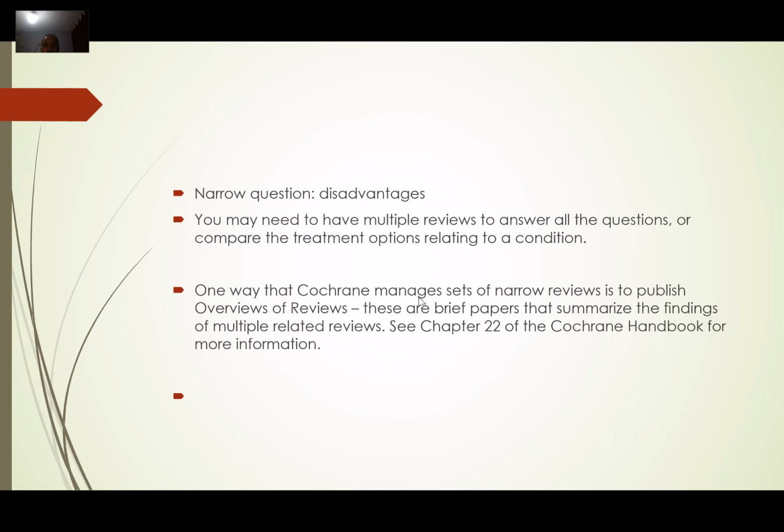One way that Cochrane manages a set of narrow reviews is to publish an overview of reviews. So if we have many narrow questions and we want to collect them into a broader question, we have something called an overview that collects all the reviews and summarizes their findings into a broader answer to that question.